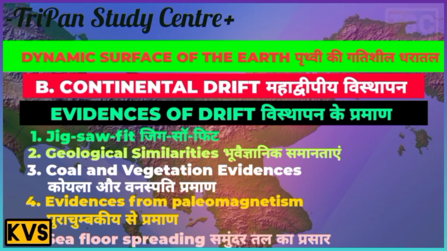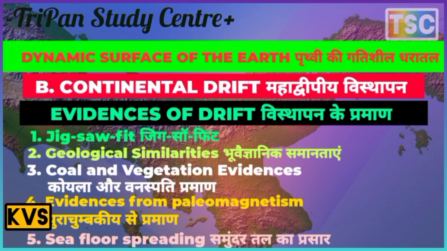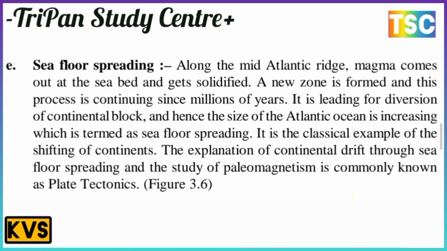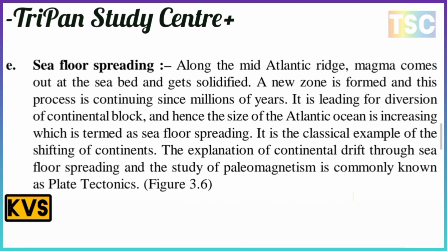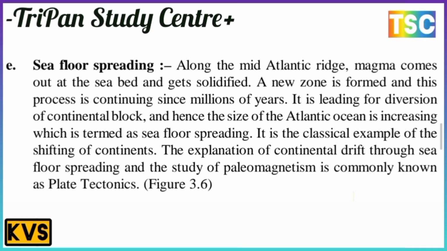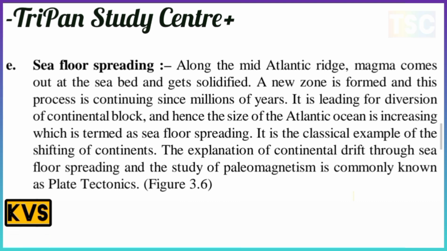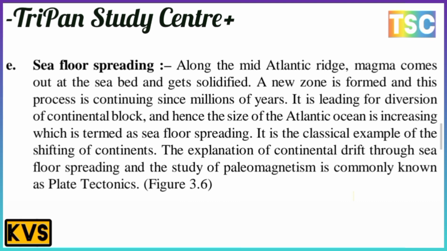The next area is sea floor spreading, the most important theory here. Along the mid-Atlantic ridges, magma comes out at the sea bed and gets solidified. A new zone is formed, and this process has been continuing for millions of years. It leads to the deviation of the continental blocks. The size of the Atlantic Ocean is increasing, which is termed sea floor spreading. It is a classical example of the shifting of continents.